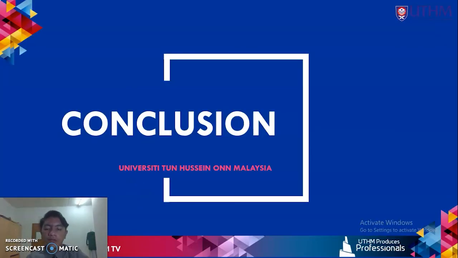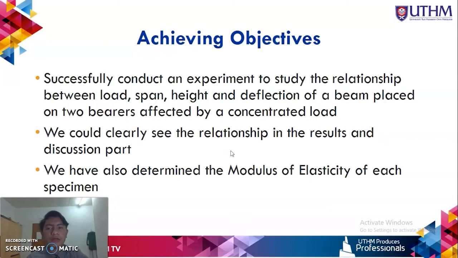So at last we have come to the last part of the experiment, which is the conclusion for this experiment. To conclude, we have successfully conducted the experiment and achieved the objective, which is to study the relationship between load, span height, and deflection of the beam placed on two supports affected by a concentrated load. So we could really see the relationship of these parameters with the deflection of the beam when it is affected by a concentrated load in the result and discussion part of the experiment.